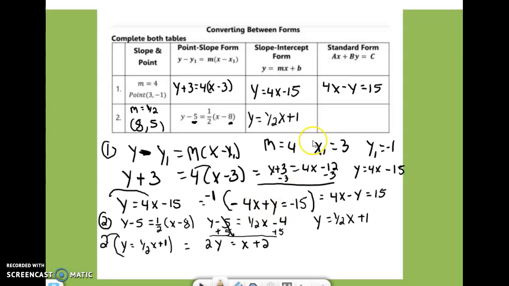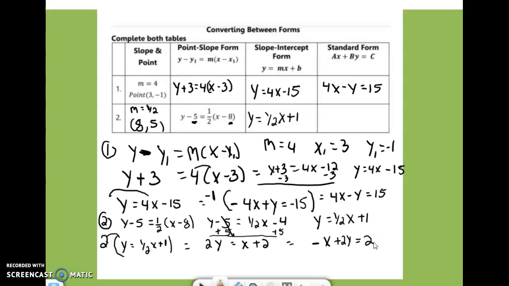All right, with standard form, I need to get the x's and the y's over, so I'm going to subtract x. So that'll be a negative x, positive 2y equals 2.